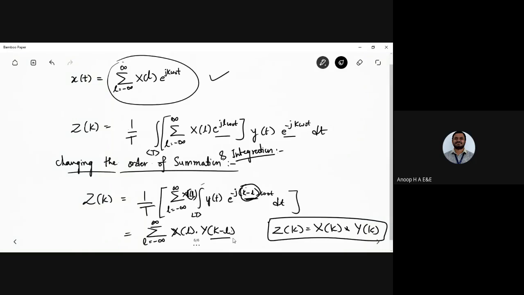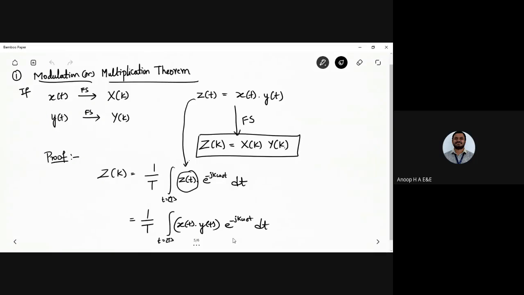So this entire function over here is being represented as y of k minus l. So that is x of l into y of k minus l. So here we had performed the time domain convolution, and you are going to have multiplication. Here the star sign represents the convolution.